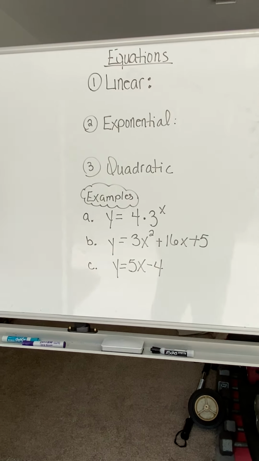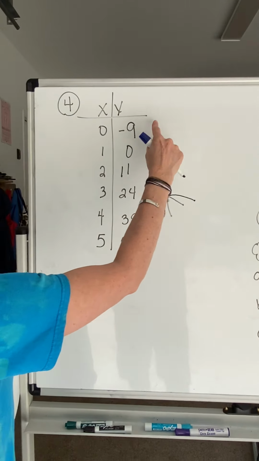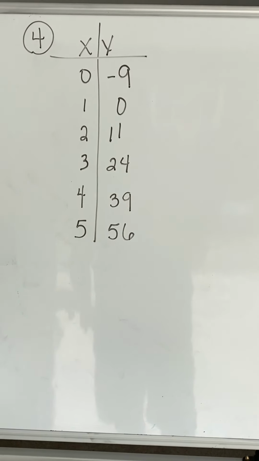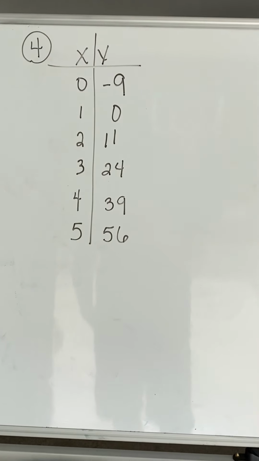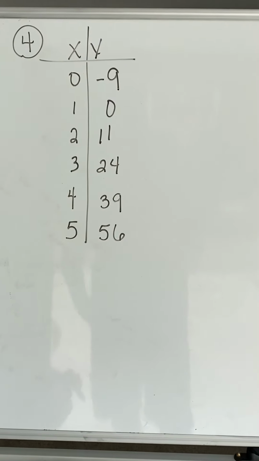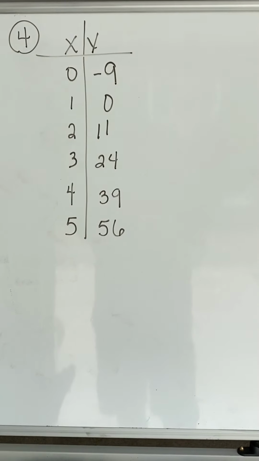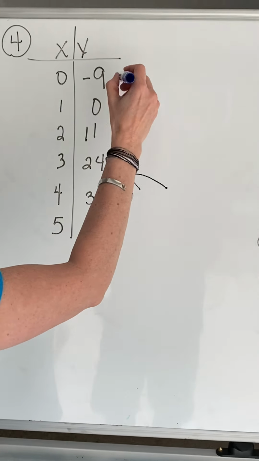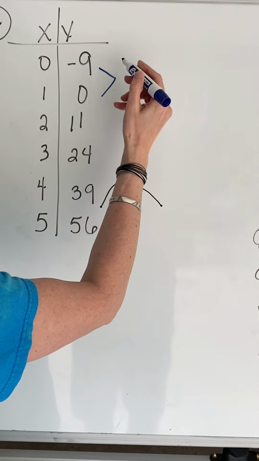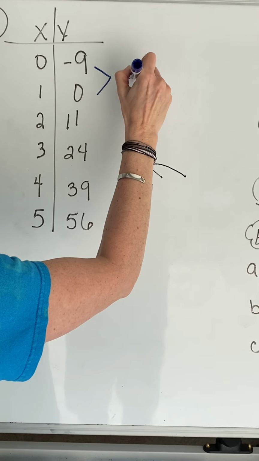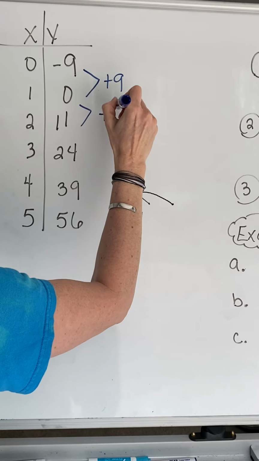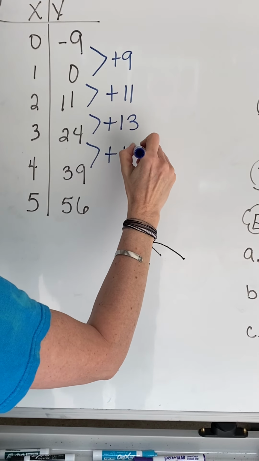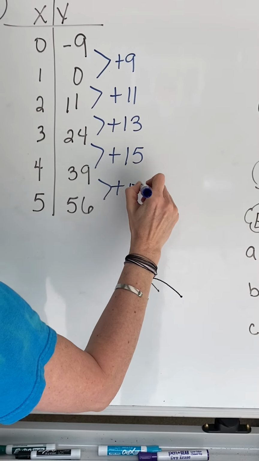So in number 4, if I go from -9 to 0, 0 to 11, 11 to 24, etc., I know I'm not adding the same thing every time. So I can go ahead and rule out linear. I also know I'm not going to be multiplying by the same thing every time, so I can also rule out exponential. So what I'm going to see is if this comes out to be a quadratic. To go from -9 to 0, that is adding 9. To go from 0 to 11, that's adding 11. 11 to 24 is adding 13. This would be adding 15, and this would be adding 17.